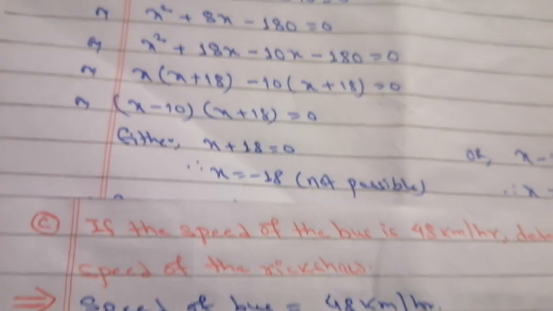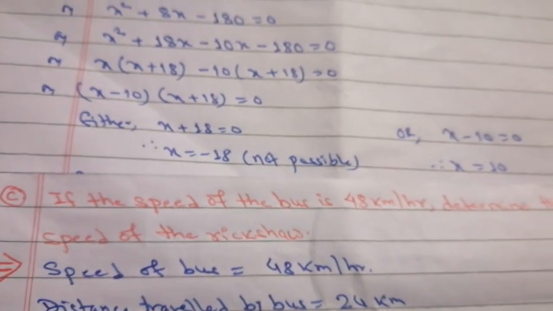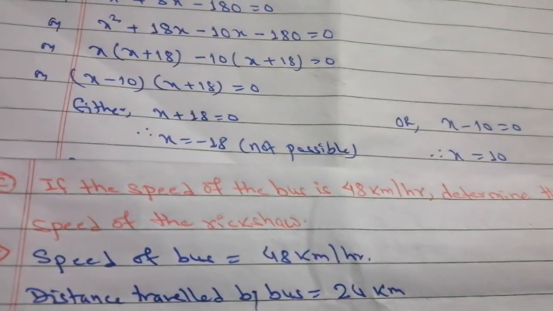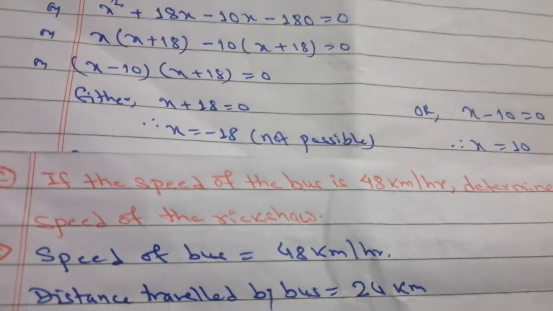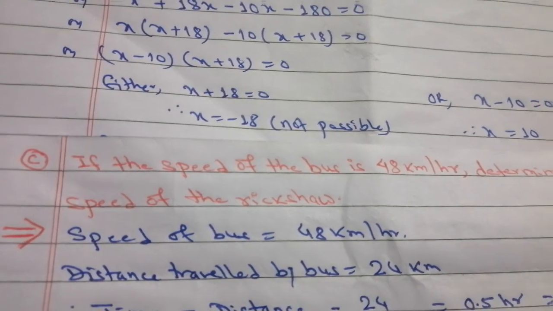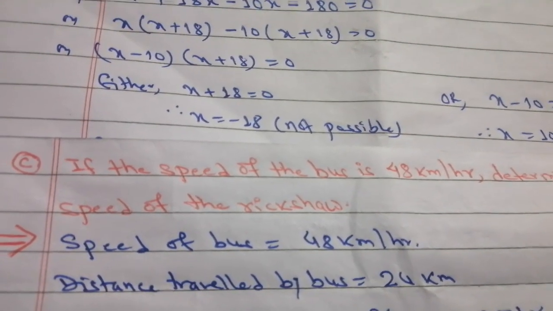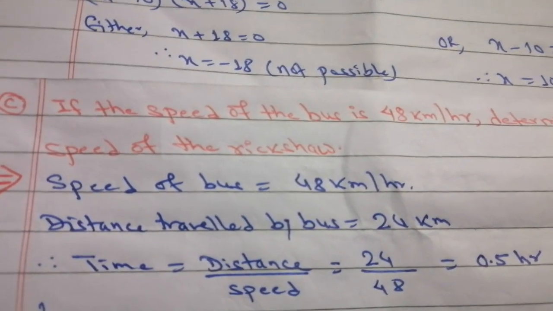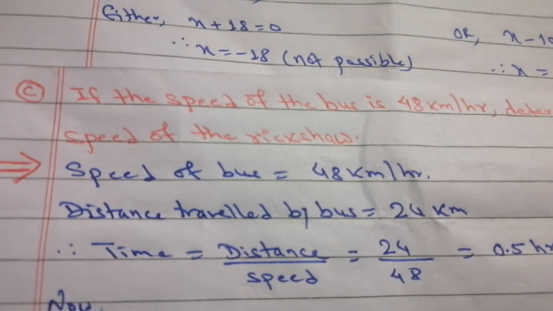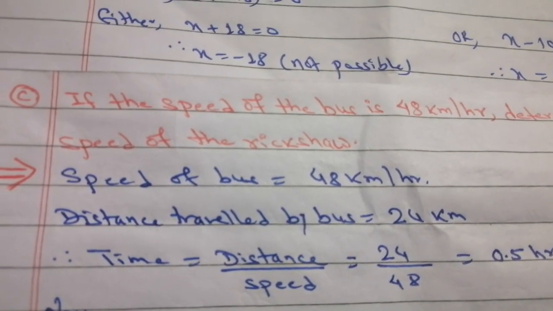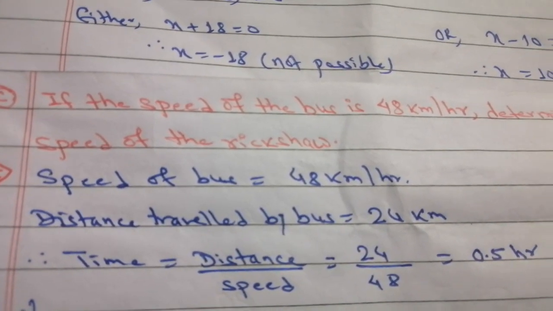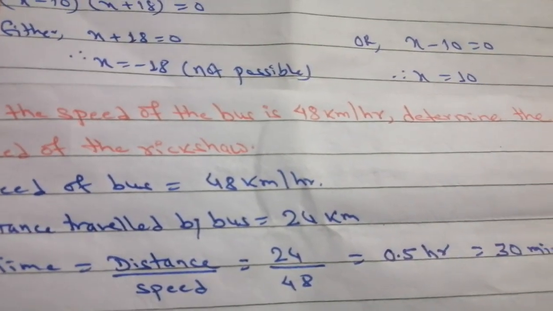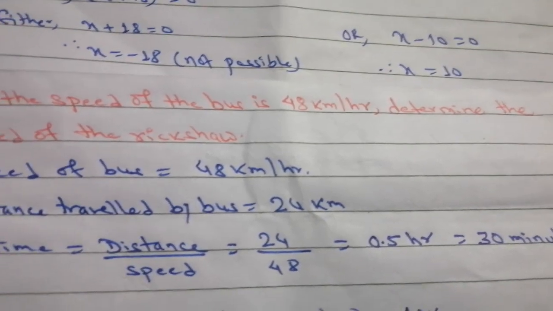Now the third question is, if the speed of the bus is 48 km per hour, determine the speed of the rickshaw. The speed of the bus is 48 km per hour. The distance traveled by the bus, as per the question, is 24 km. So using the relation time taken equals distance traveled by speed, we get the time is 0.5 hour, that is equal to 30 minutes.